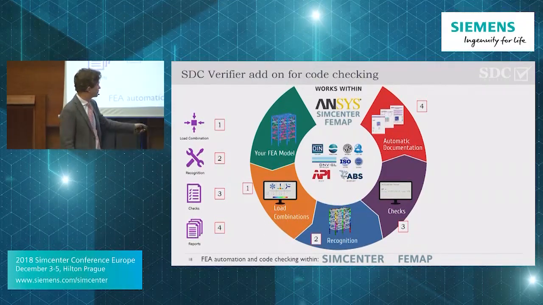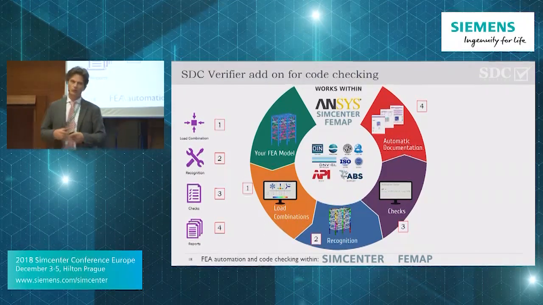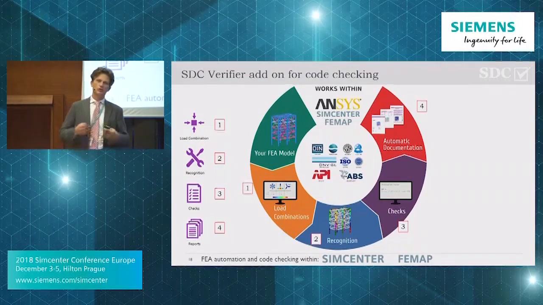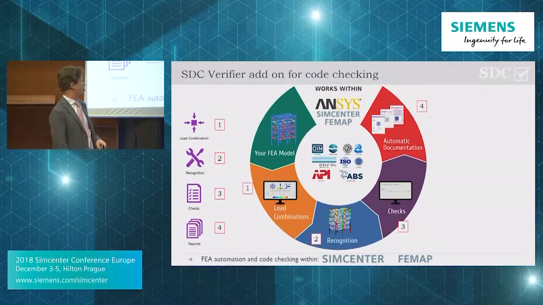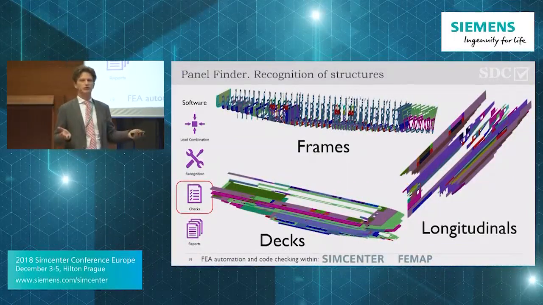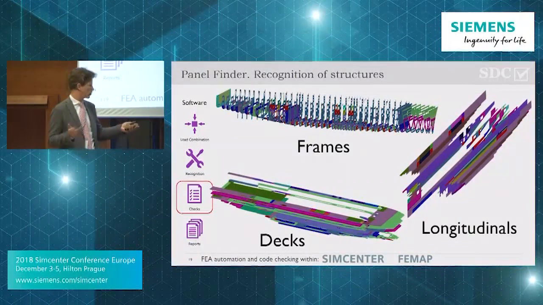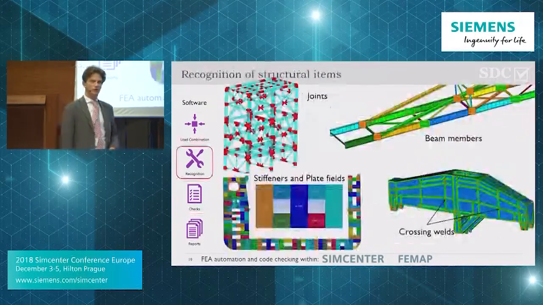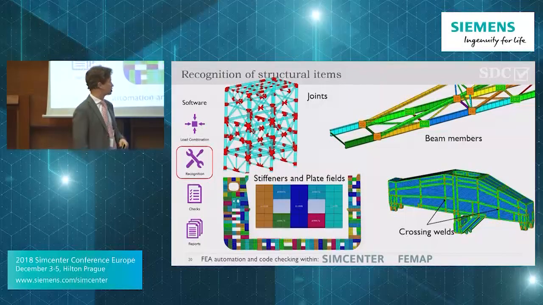Then we go to the recognition part, which is absolutely necessary in order to make code checks available. So we recognize any XYZ structure in a model. So for a ship, that is frames, decks, and longitudinals. That's very nice also for reporting, for example.